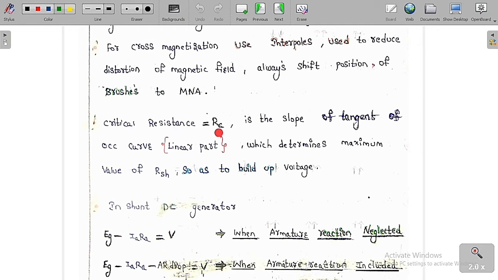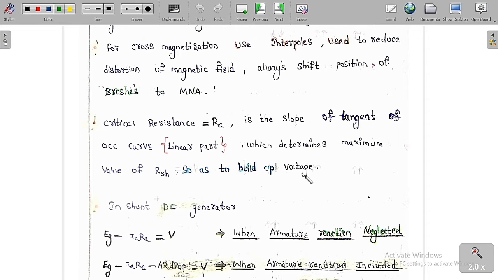Critical resistance, RC, is the slope of the tangent of the linear part of the OCC curve, which determines the maximum value of RSH so as to build up voltage. I've already told you regarding the OCC graph, with the no load induced voltage plotted against the field current. You are going to get an OCC curve there. Then I've already told you one important point.